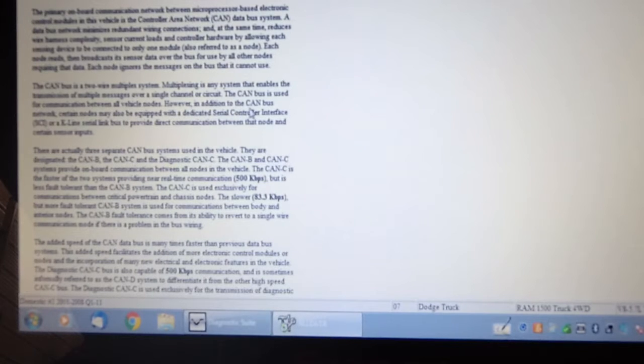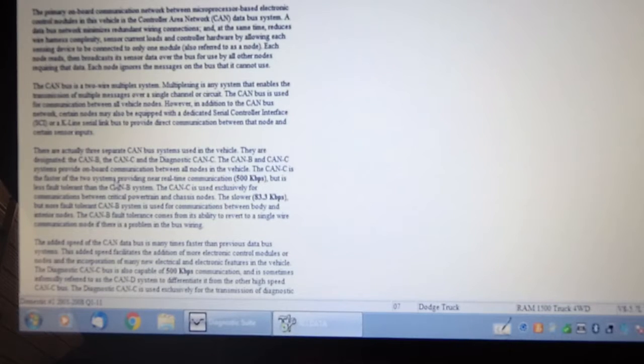However, in addition to CAN bus, certain nodes may also be equipped with a dedicated serial controller interface or K-line serial link bus to provide direct communication between that node and certain inputs. It says there are actually three separate CAN bus systems used in the vehicle. They are designated CAN B, CAN C, and Diagnostic CAN C. The CAN B and CAN C system provide onboard communication between all nodes of the vehicle.